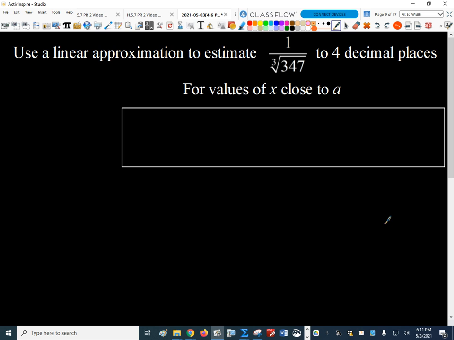Okay, so what's the value of a going to be then? We want to pick a value of a that's going to be our input value that's close to 347 but convenient. Well, that would be 343. 7 cubed, is that right? 7 cubed is 343. So that would be a good value for a.